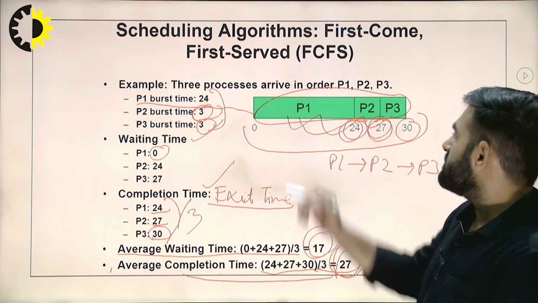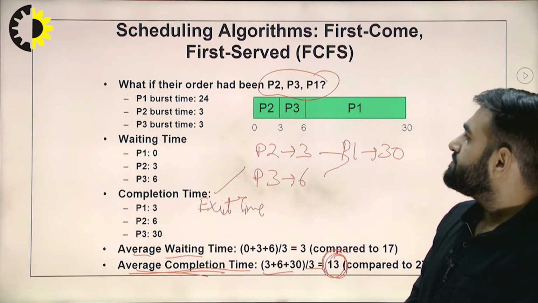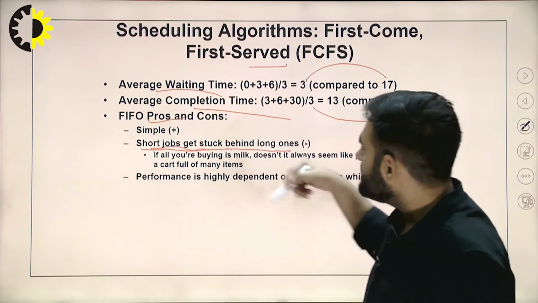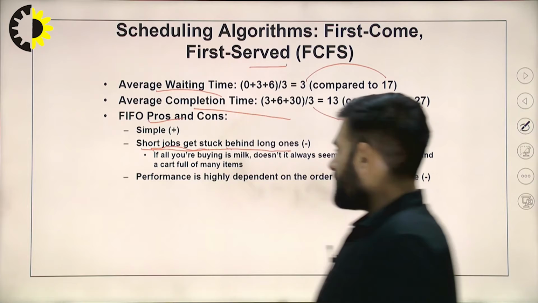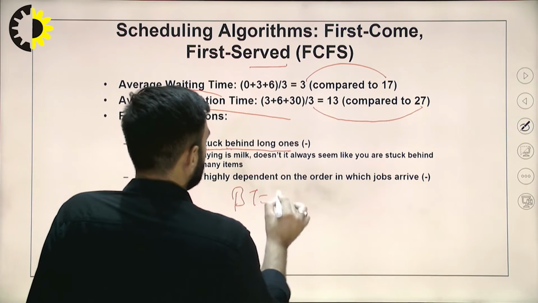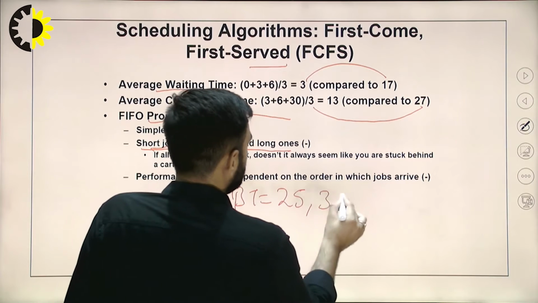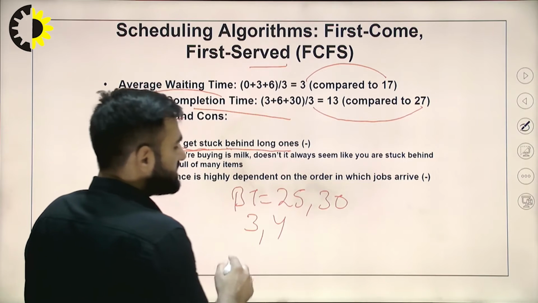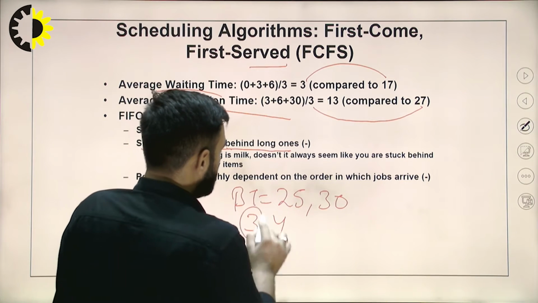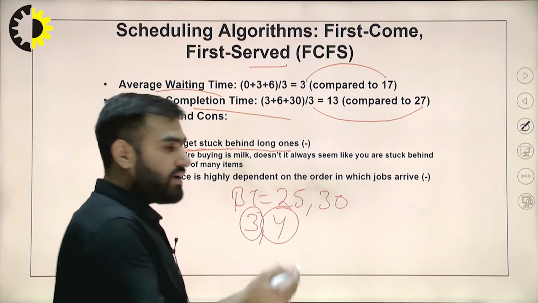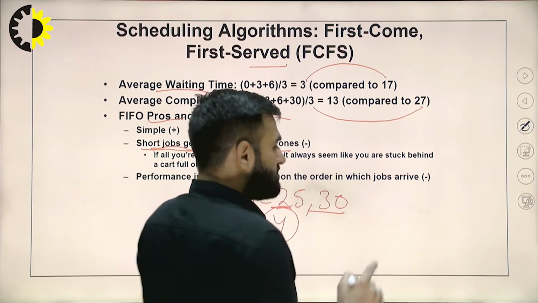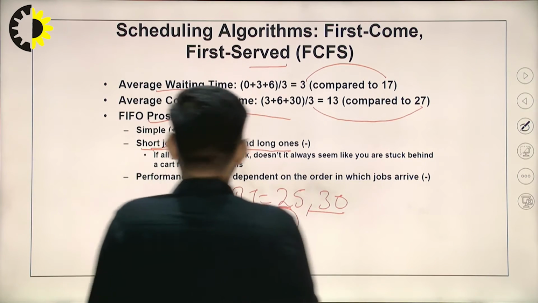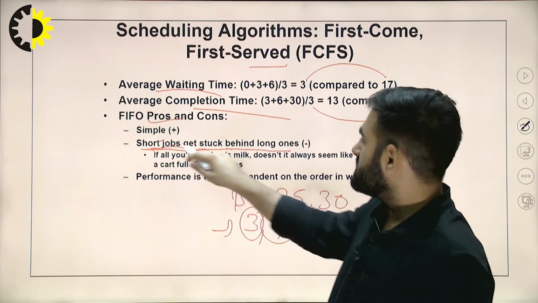So this is basically called starvation. That means the shortest jobs get stuck behind the long ones, right? If a job came with a burst time of maybe 25 or 30, the processes with burst time 3 or 4 could complete their processing in just 3 or 4 seconds, but they had to wait 25 and 30 seconds just by the order of the processes, because they came late.